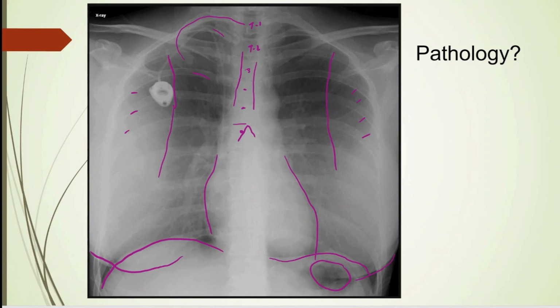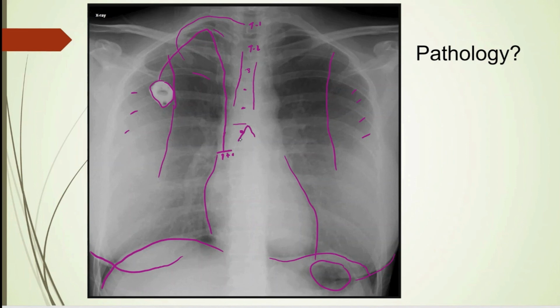So you can see also, for everything else, this portacath here, and you can see the line coming here and then down. It looks like it ends right about there. So the tip is below the carina.